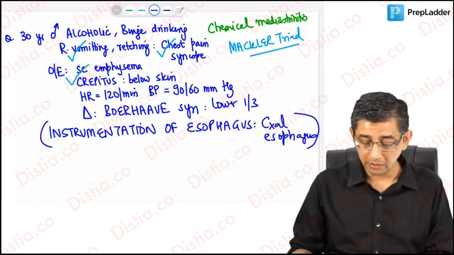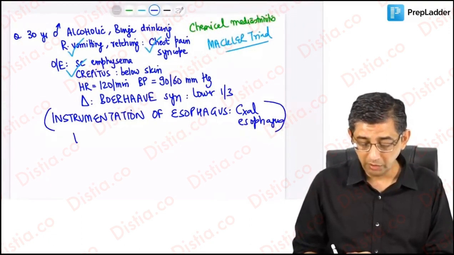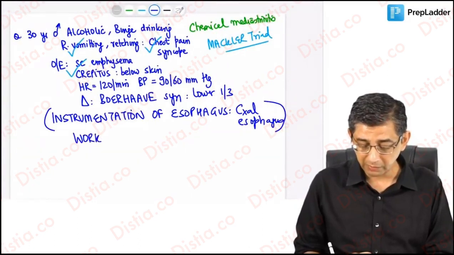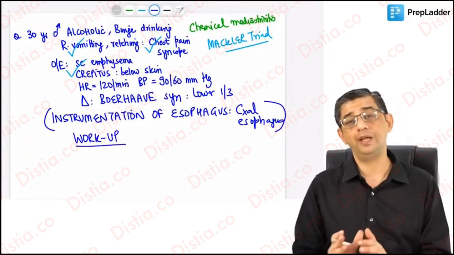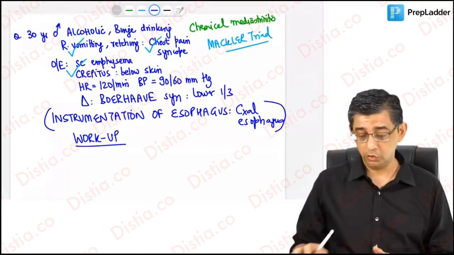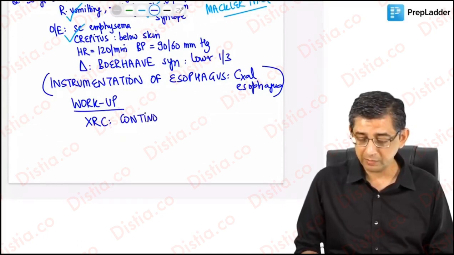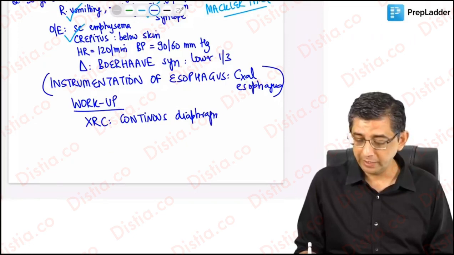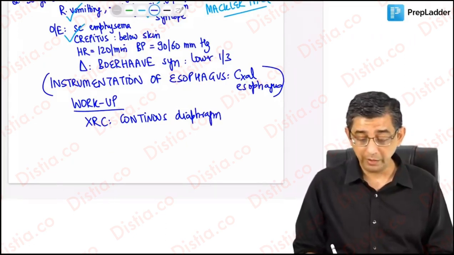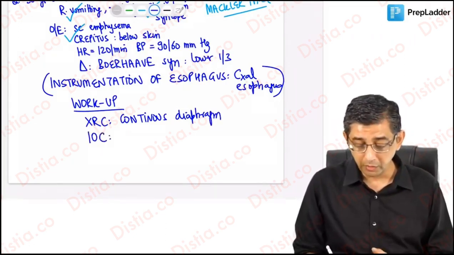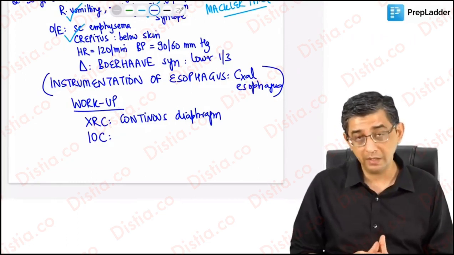Now I come to the main agenda, why I'm talking about it. He will rather not ask you the diagnosis, but will say, what is the main test for diagnosis of this condition? You see, if you do an X-ray chest in this guy, you will definitely be able to get a continuous diaphragm sign. That's a standard radiological finding of pneumomediastinum. But the point is, you need to demonstrate the tear, you need to demonstrate the chemical mediastinitis component.